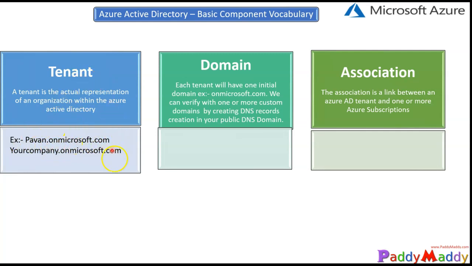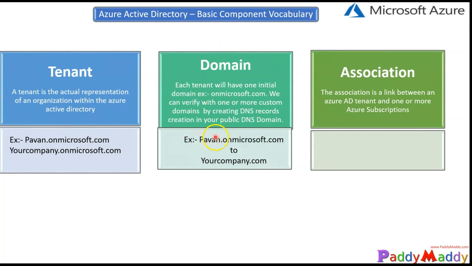Post that, I can create users or groups or register applications specific to this tenant. You may be having a question: do I need to end with the same name format? No. When you own your own domain name, let's say yourcompanyname.com, you can map from your existing tenant name, pavan.onmicrosoft.com, to yourcompanyname.com. For that, you have to create DNS records to prove that you really own this domain so that you can use your company.com domain name.